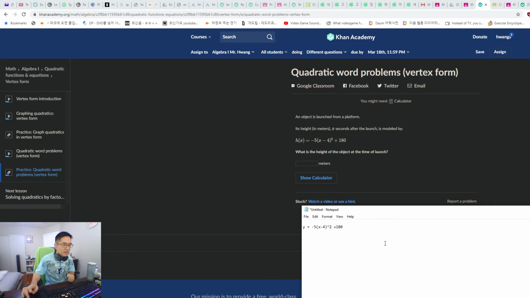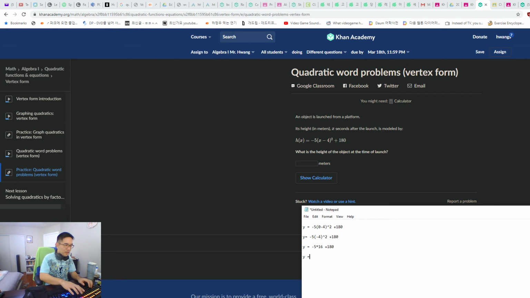You're going to plug in 0 for x. Y equals -5 (0 minus 4) squared. And with PEMDAS, you're not going to do negative 5 times negative 4 first. You're going to do negative 4 squared and then times negative 5. So y equals negative 4 squared, 16. So negative 5 times 16 plus 180.